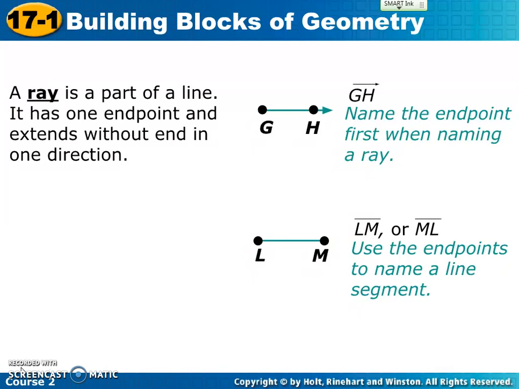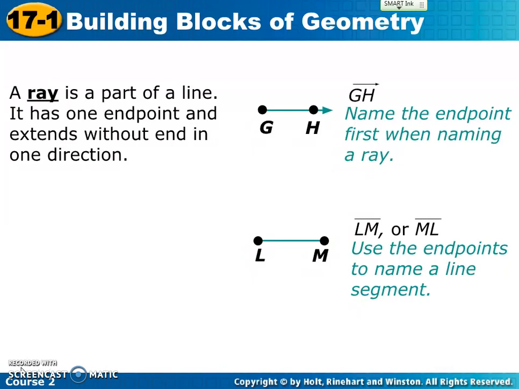So we're going to start off by talking about a ray. A ray is a part of a line. It has one endpoint, and it extends without end in one direction. A great example of a ray would be like a flashlight. Your hand is the endpoint, and that beam of light that extends without end in one direction from your hand is a great example of a ray.